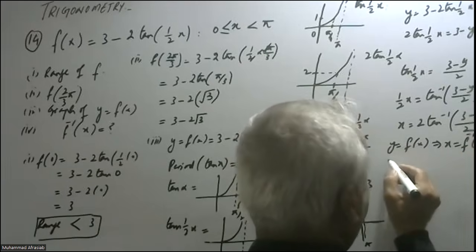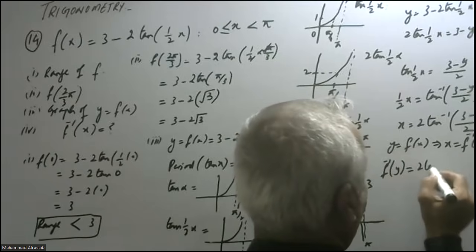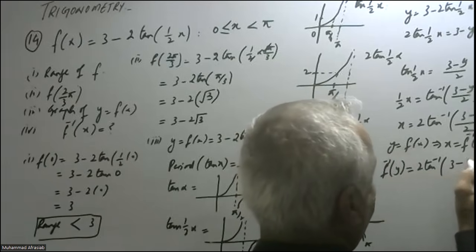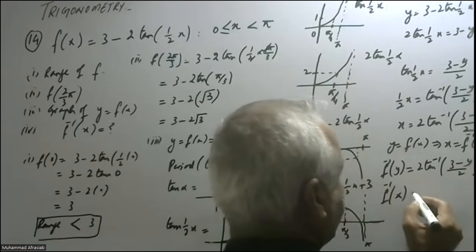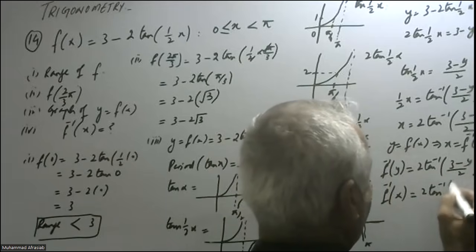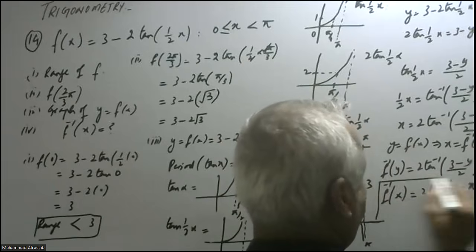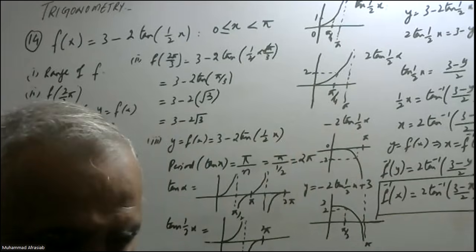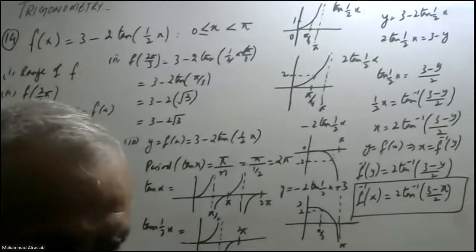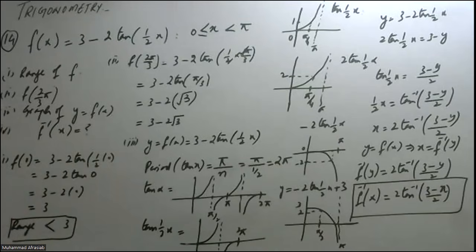So this expression will become f inverse of y is equal to 2 tangent inverse of 3 minus y over 2. And finally, for f inverse of x we replace y with x. That is equal to 2 tangent inverse of 3 minus x over 2, which is the final expression for f inverse of x. So this is the solution of question number 14 for trigonometric functions.